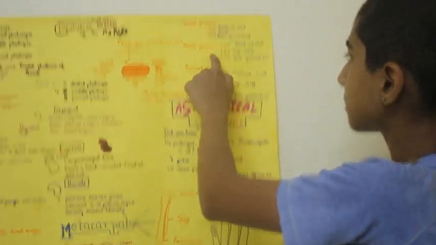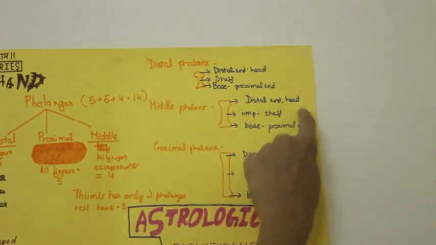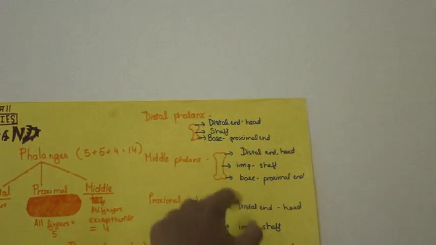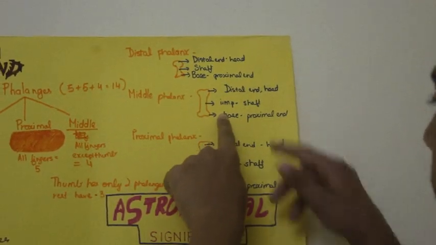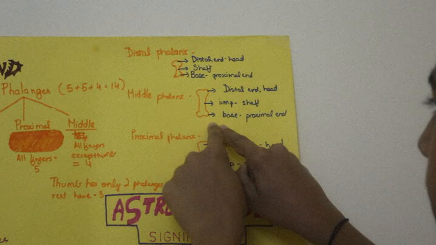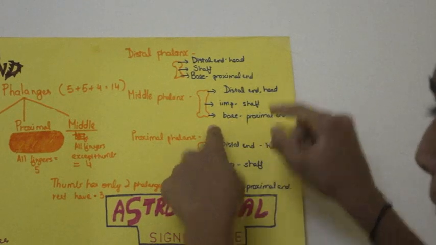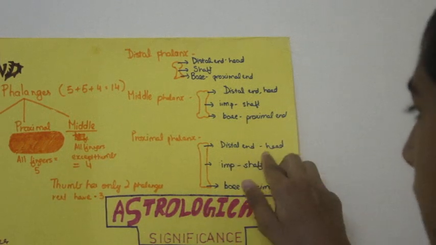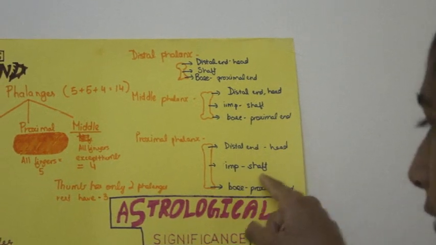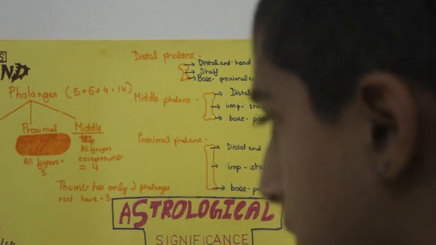The middle phalanx, the distal end is the head here. It's somewhat like the normal bones that we find. So the central portion is the shaft, and the base is the proximal end. The same way, the proximal phalanx has its distal end as the head, the shaft in the center, and the base as the proximal end.